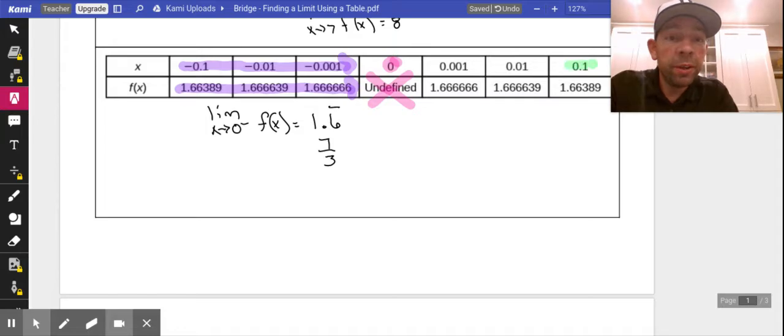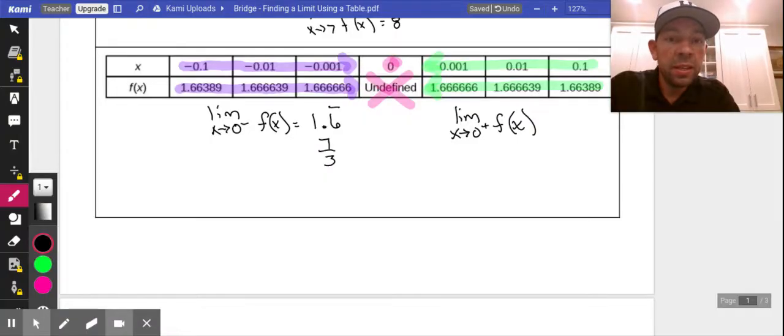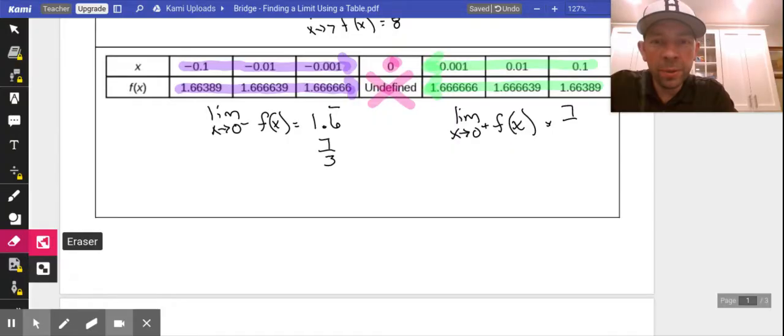Now, what about the other side? So we start here and we inch our way closer and closer to 0 from the right-hand side. These corresponding outputs are getting closer and closer to 1.6 repeating, okay? And so we're just going to do something really similar. We'll say the limit as x approaches 0 from the right-hand side is equal to 7. Oh my gosh, that's not 7/3. Hold your horses. I hope you were scratching your head wondering where in the world I came up with 7/3.